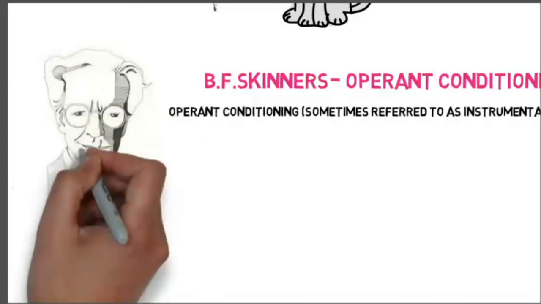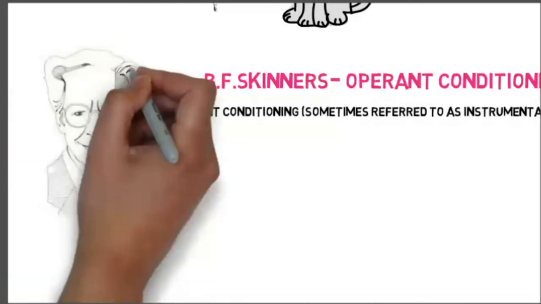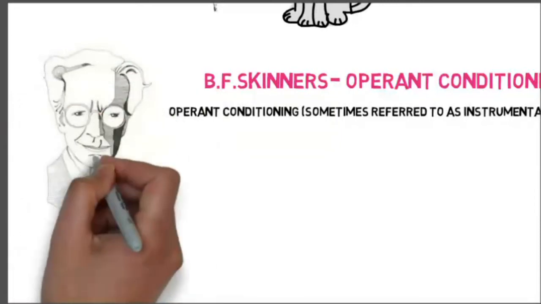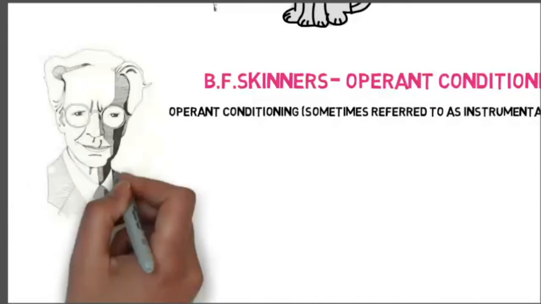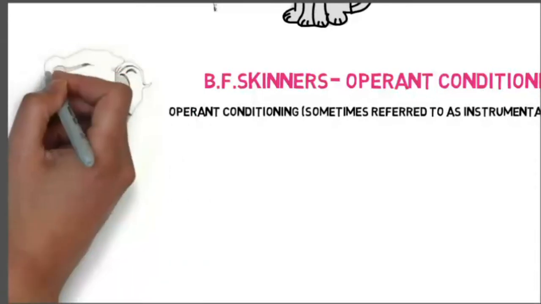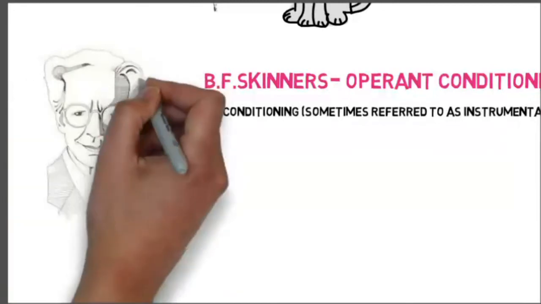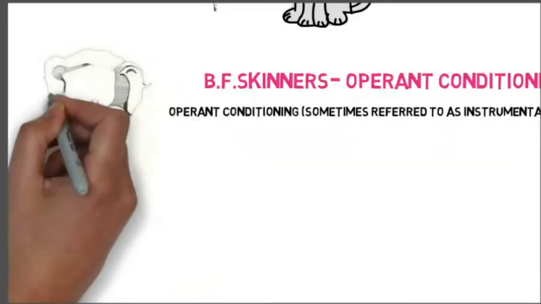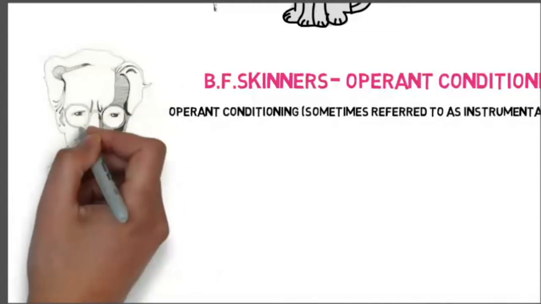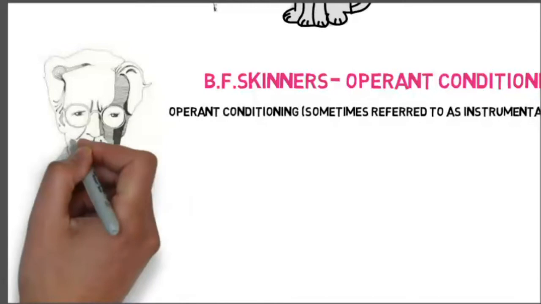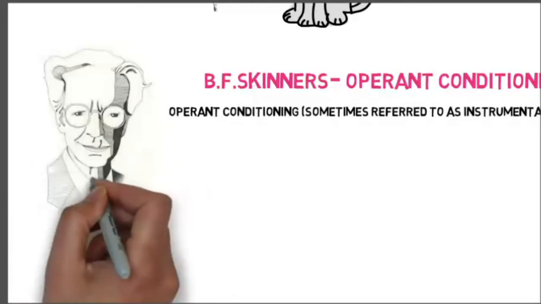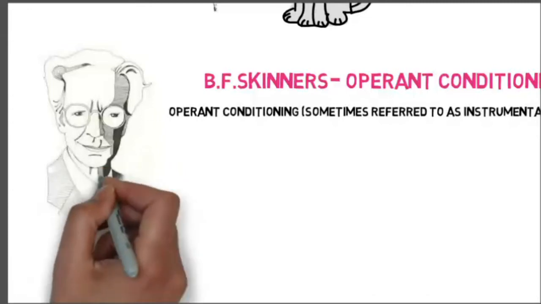Skinner is regarded as the father of operant conditioning, but his work was based on Thorndike's law of effect. Skinner introduced a new term into the law of effect, the term reinforcement. Behavior that is reinforced tends to be repeated or strengthened. Behavior that is not reinforced tends to die out or be extinguished, to be weakened.